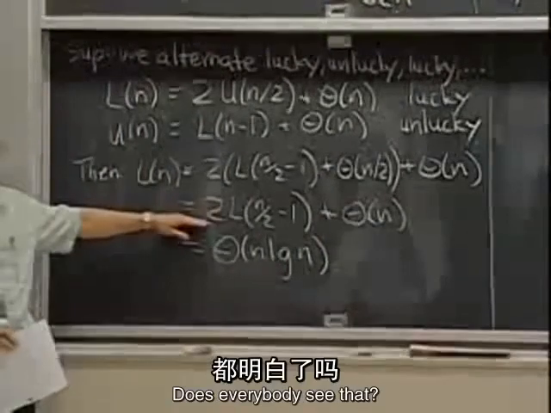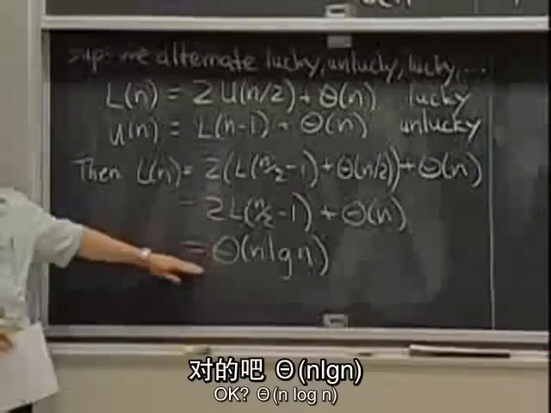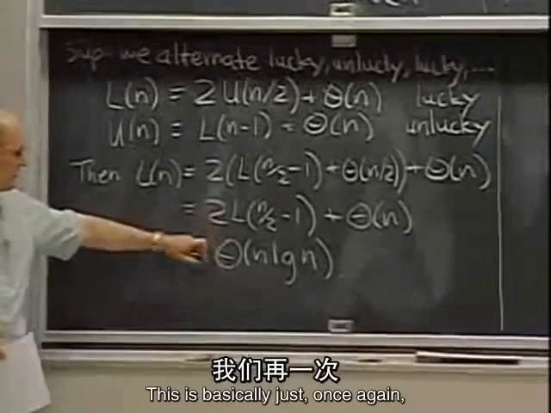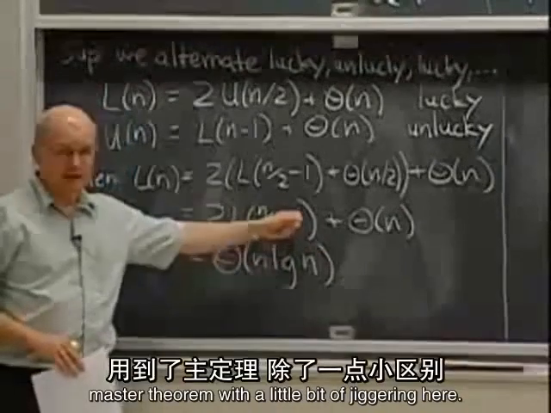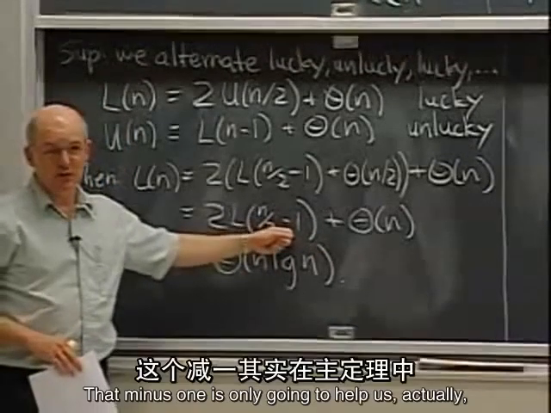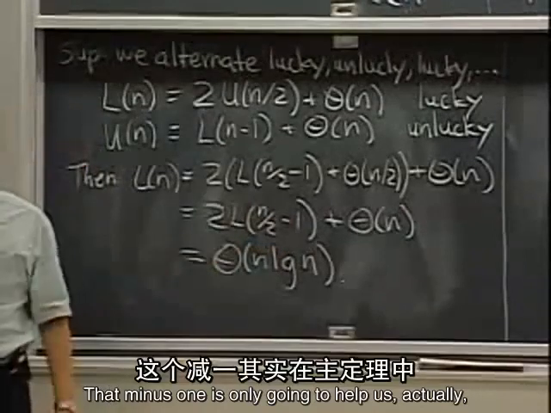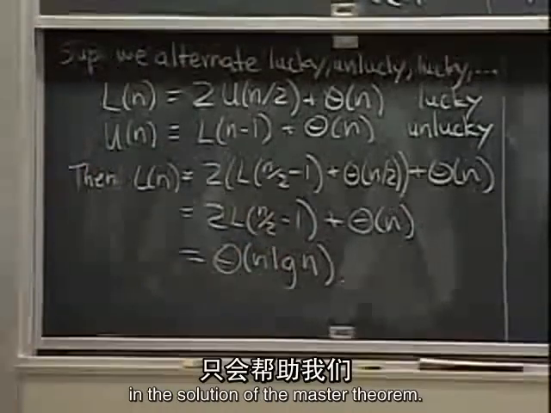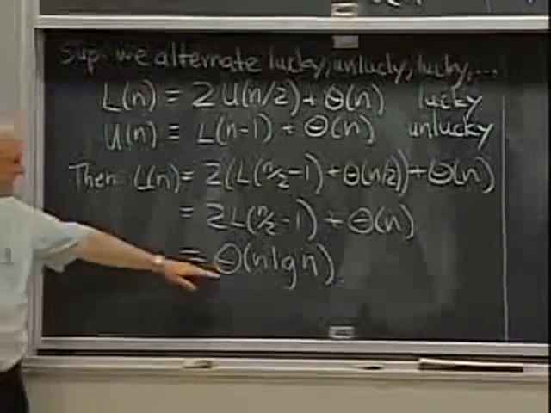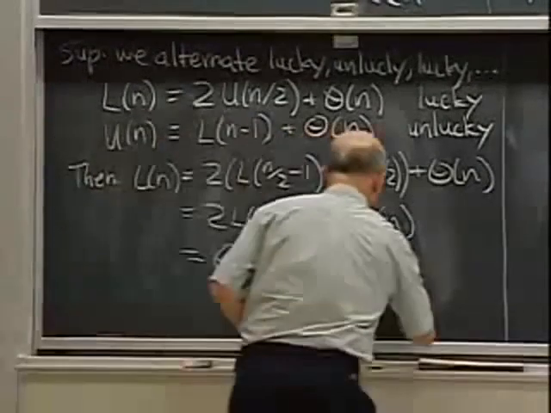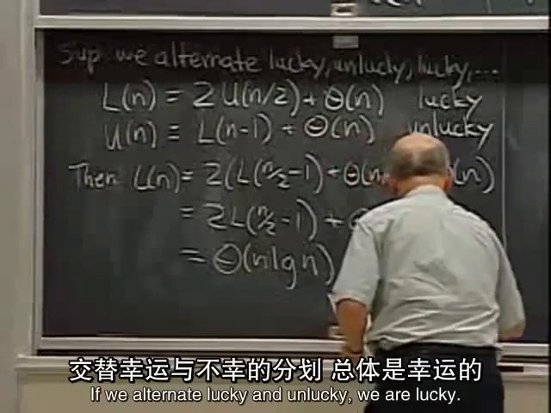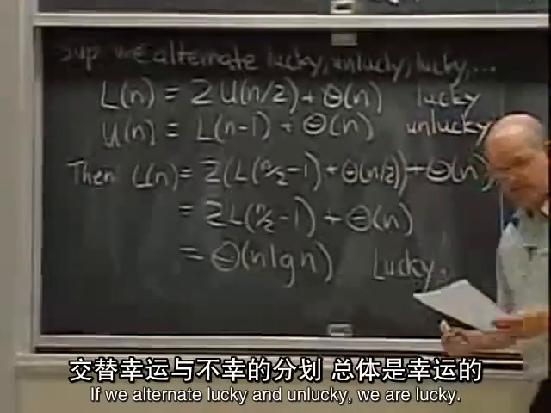Everybody see that? Theta n log n. So this is basically just, once again, master theorem with a little bit of jiggering here. That minus 1 is only going to help us in the solution of the master theorem. So it's order n log n. So we're lucky. If we alternate lucky and unlucky, we're lucky.